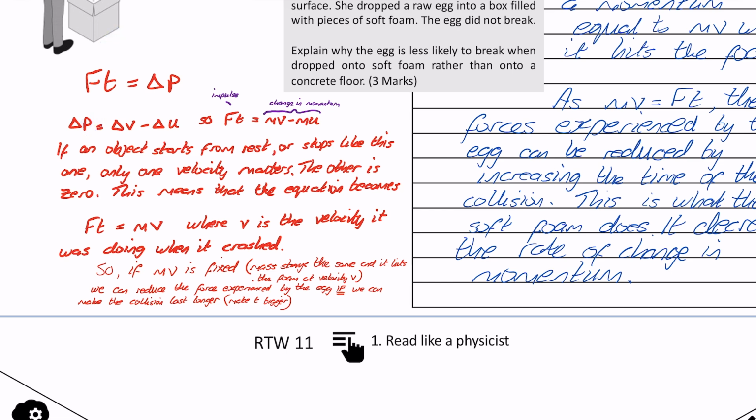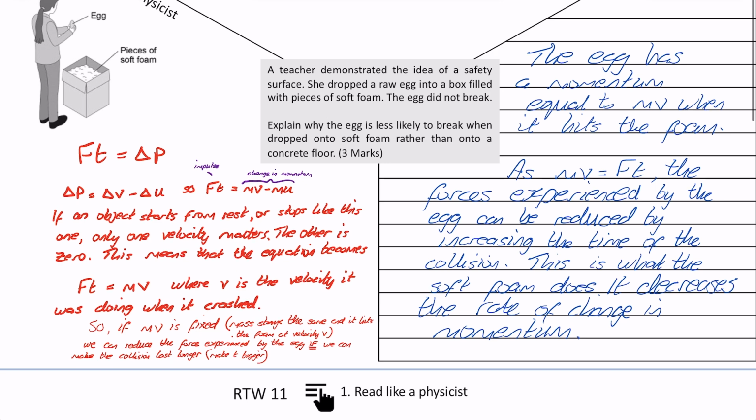Okay, so my answer is this. This is my 3-mark answer. The egg has a momentum equal to m times v when it hits the foam. So what I'm doing is I'm saying that I understand this bit here. Okay, it's got a momentum. As mv equals force times time, the forces experienced by the egg can be reduced by increasing the time of the collision. This is what the soft foam does. It decreases the rate of change in momentum.